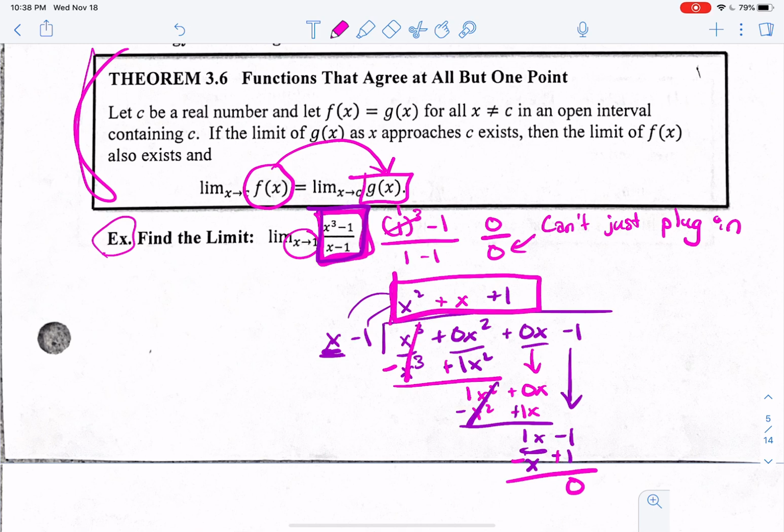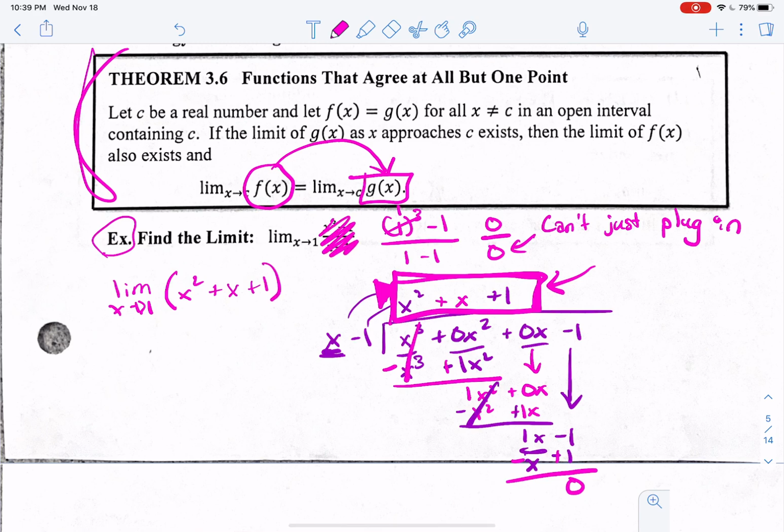So this is what I'm talking about when I said, if this is f of x, I want to change him somehow, some way into something that is equivalent to him. So I did my long division, and we know that this is equivalent to what my f of x was to start with. So instead of finding the limit of this, what we're going to do is the limit as x goes to 1 of x squared plus x plus 1 instead, okay? We're changing this into what we get when we do the long division.